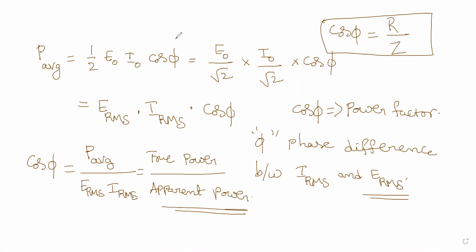Which triangle am I talking about? Phi, this is the triangle. Remember. This is your R. This is XL minus XC. This is Z. Z is equal to the square root of XL minus XC whole square plus R square. And this is the angle phi. This is what we are talking about.